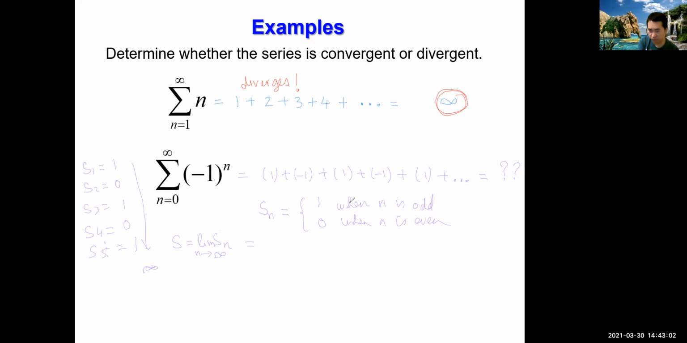Here's another example: 1 over n times n plus 1. Now, you can see this example here, using the divergence test again. How do we do that? All you do is take the limit of 1 over n times n plus 1 as n approaches infinity.